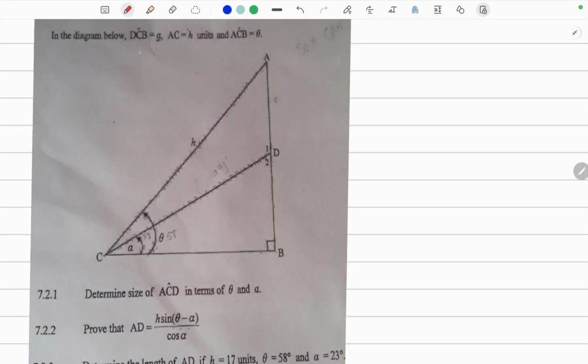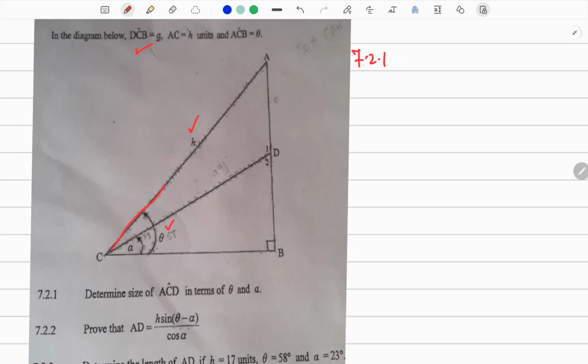In the diagram below, we have that the angle DCB is alpha and AC is H. You can see that AC is H units, and ACB is the angle theta, which can be seen clearly there. So we are now going to answer question 7.2.1. Determine the size of the angle ACD in terms of alpha.